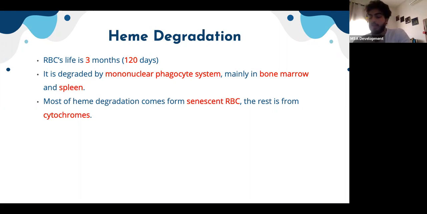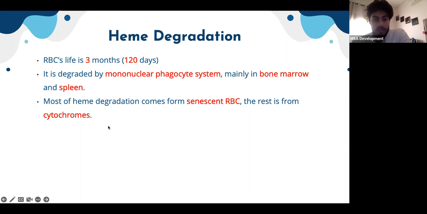It'll break down in the macrophages, and then it'll go into the liver and continue its breakdown. But when we talk about macrophages, we're talking about two locations: bone marrow and spleen. So if on an exam we get asked where heme degradation happens mostly, it happens in the bone marrow or the spleen. That's where it initially happens, and then after it gets broken down, it goes to the liver and gets further breakdown there. Okay.